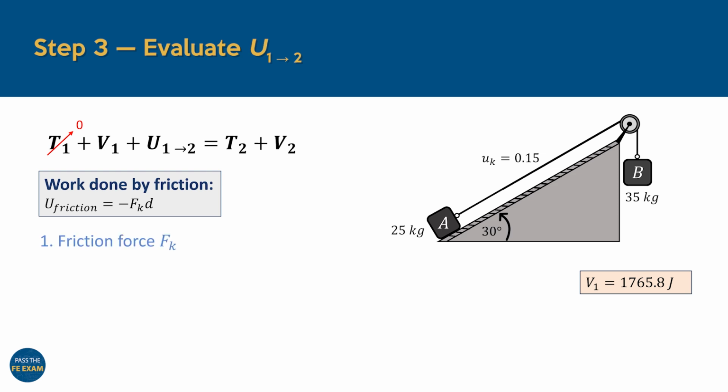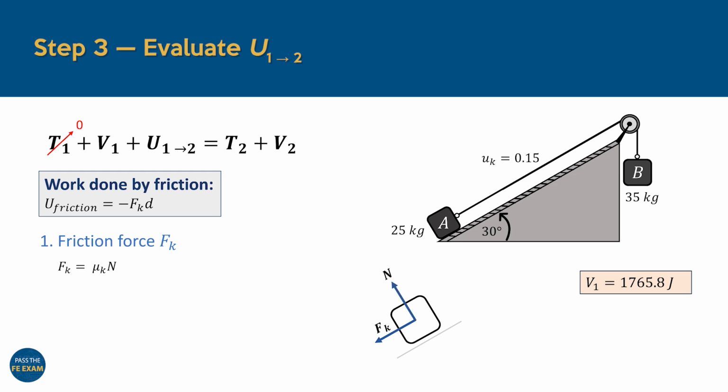To calculate the friction force acting on block A, we need to analyze the forces in its free body diagram. First, we know that the friction force is given by the equation Fk = μk × N, where μk is the coefficient of kinetic friction and N is the normal force. This friction force always opposes the motion of the object. Since block A is moving up the incline, friction will act in the opposite direction, down the incline.